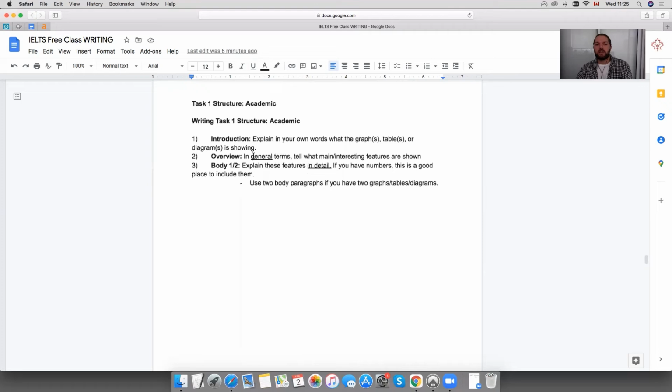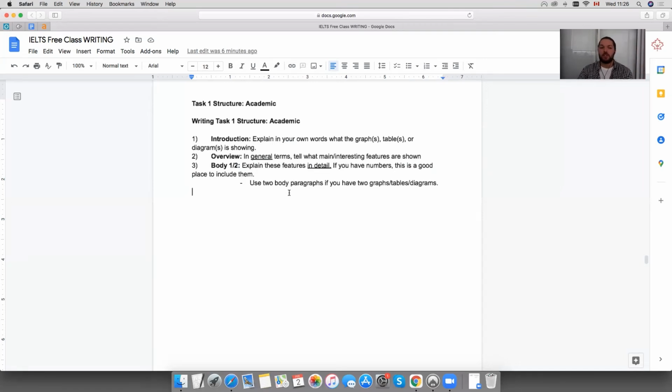Task 1 on the Academic is going to have a different kind of structure because we're not writing a letter. We will still have an introduction, and the general style is that we're going to go from general to less general to details and specific. Our introduction will be very general, explaining the graph, the table, or diagrams, just like we did before. Our overview is now going to start talking about those key features, those interesting ideas that stand out to us. And then finally, we're going to have 1 or 2 body paragraphs where we explain the features in detail. So all the way to the most fine details, we start general and finish very specific.